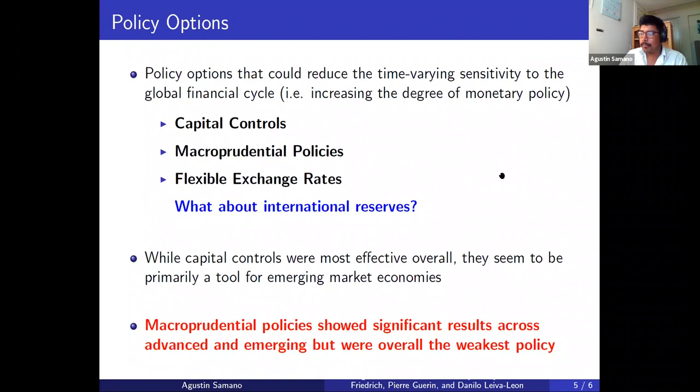And I think something that was very interesting is that macroprudential policy is the one showing that it's effective not only for advanced but also for emerging economies, but it is also the weakest among these three alternatives. So again, I think the insight from this is that we have to do an even better job studying macroprudential policies. And I think this is the main lesson, I would say, from all the papers in this session.